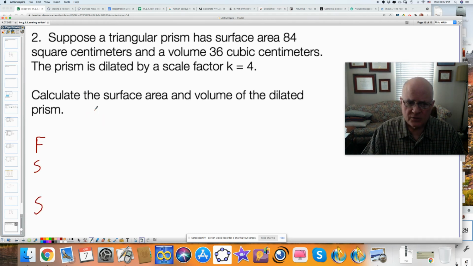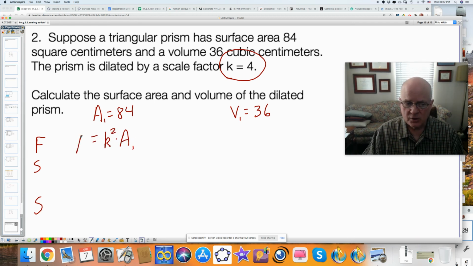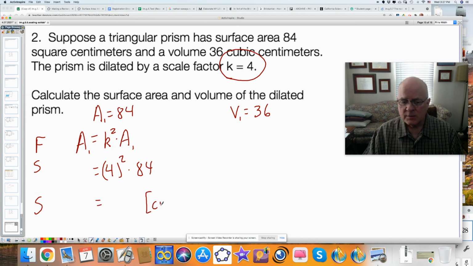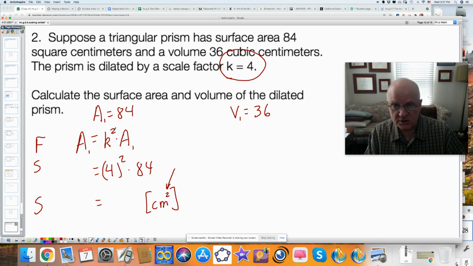So our surface area to begin with is 84. Our volume to begin with is 36. And our scale factor is 4. The formula for the area is your starting area times k squared, which gives you the new area. So we multiply 4 squared times 84, and it's going to be in centimeters squared. Notice how this is squared, and this is squared up here. This has 2 dimensions, a length and a width component for surface area.